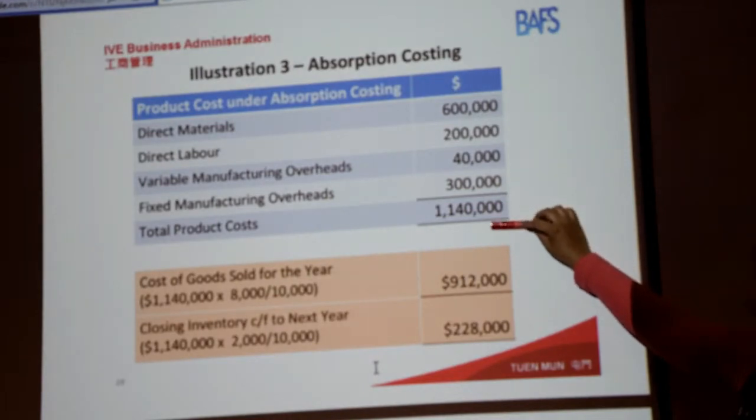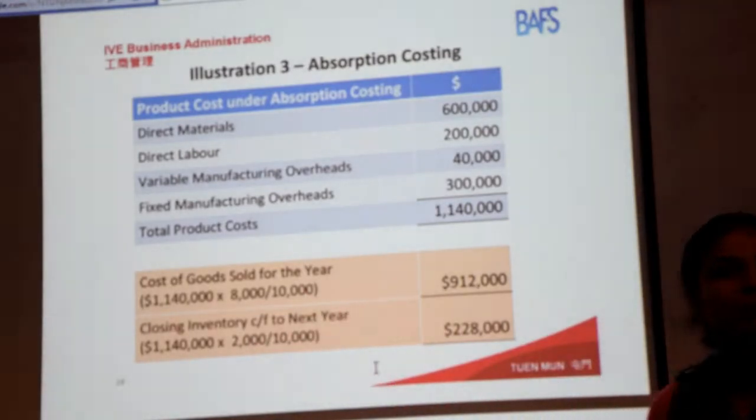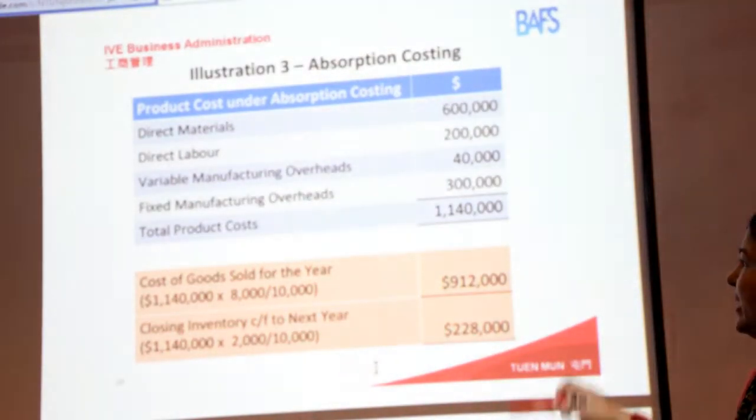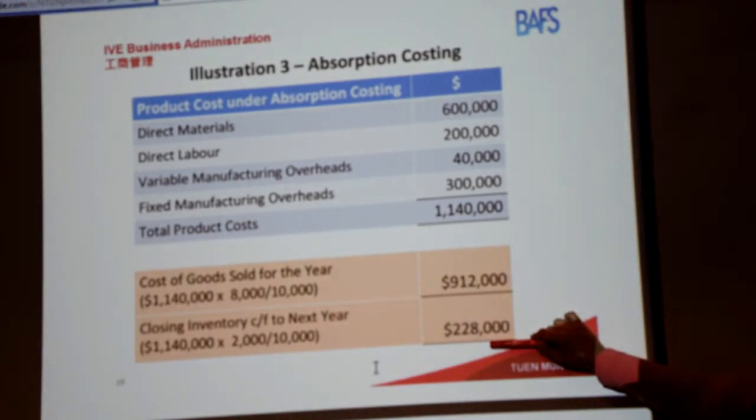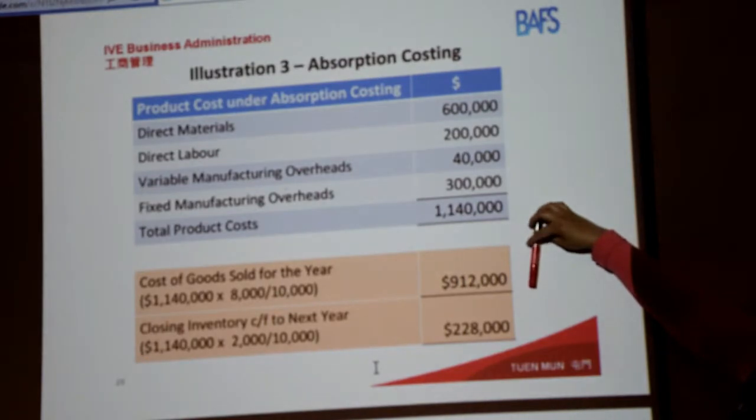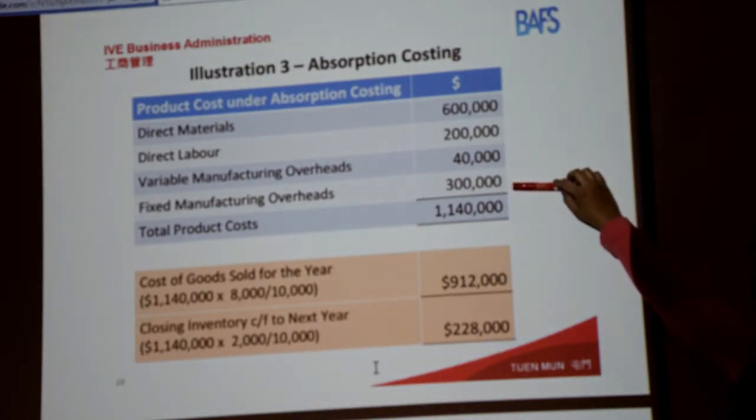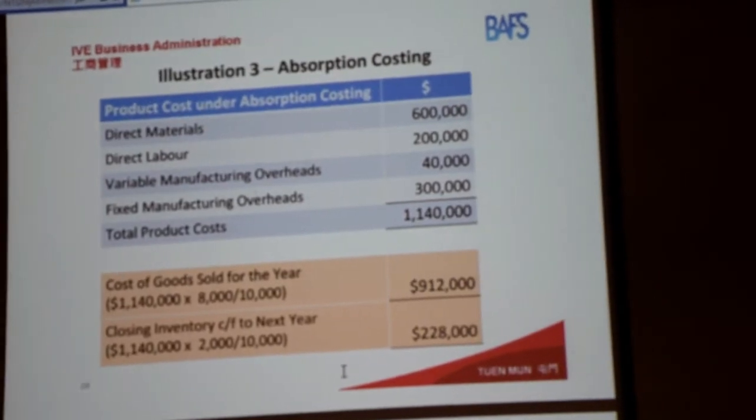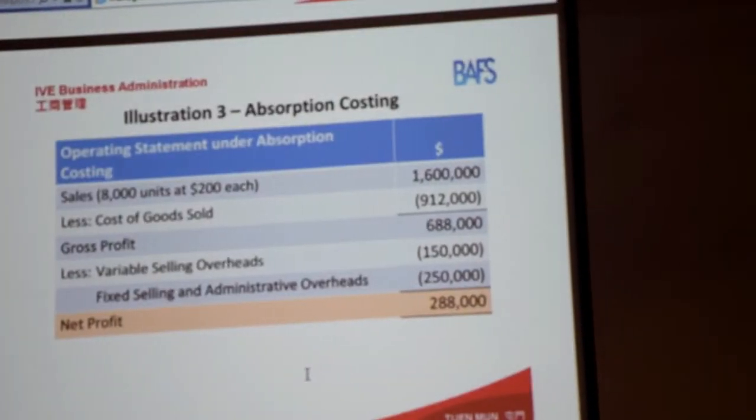You total that up, and again you divide this cost between 8,000 units and 2,000 units. Doing the same thing, we got 912,000 here and 228,000 here. This is your closing stock. This is your cost of goods sold for 8,000, but it has the element of fixed manufacturing overhead, and that is the basic difference. So if we look at the statement now, we are looking at this.